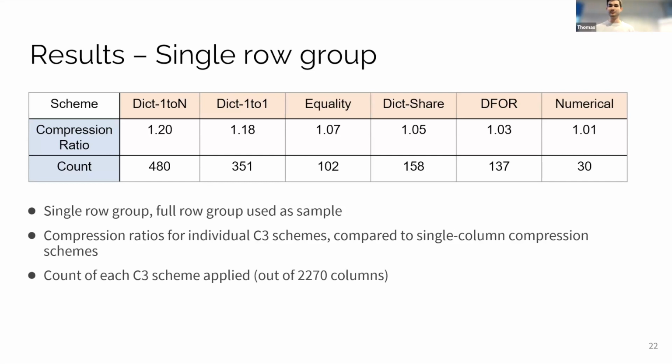Here we can also see how often each scheme was used. So this gives us an idea of how often each type of correlation occurs in the data sets we used. Numerical correlations occurred the least, and the most frequent were dictionary correlations.